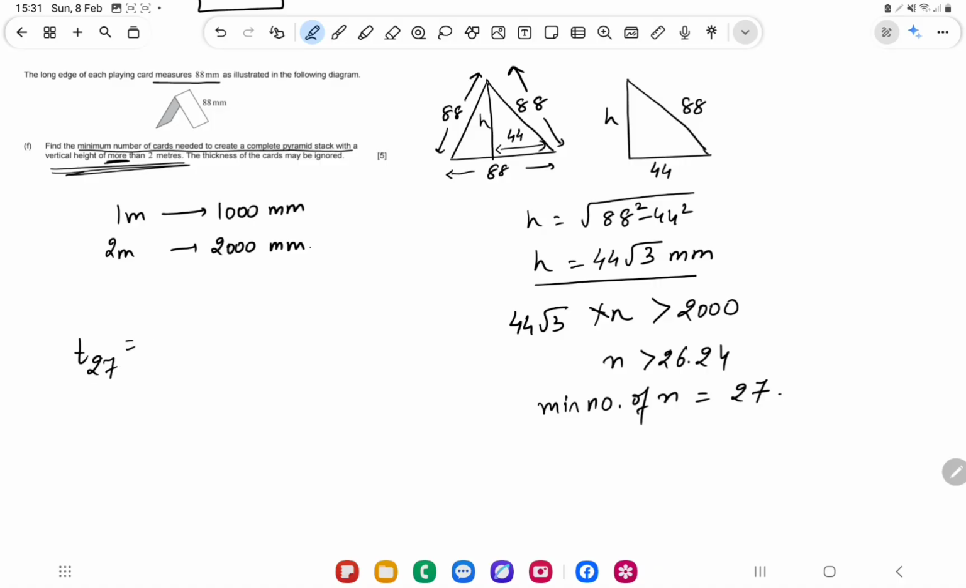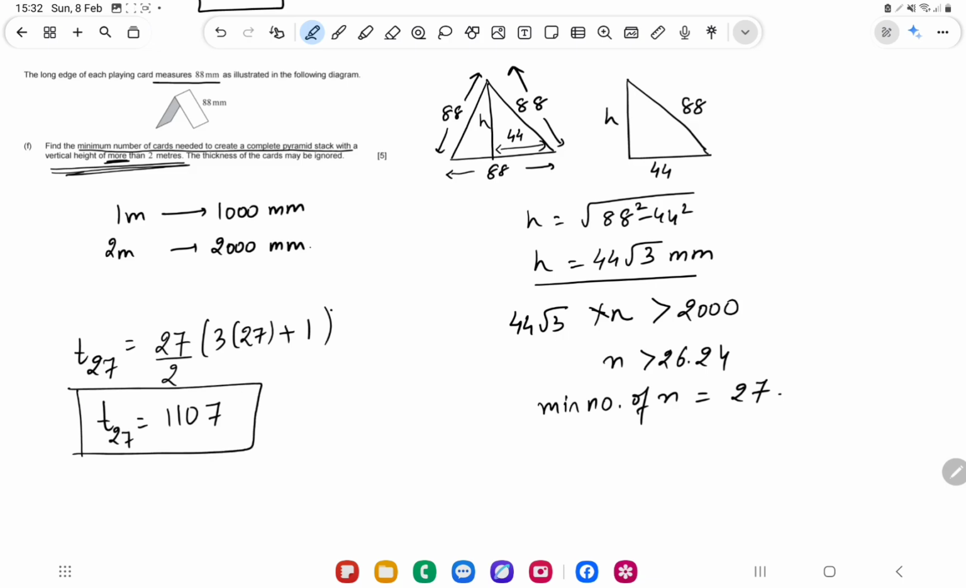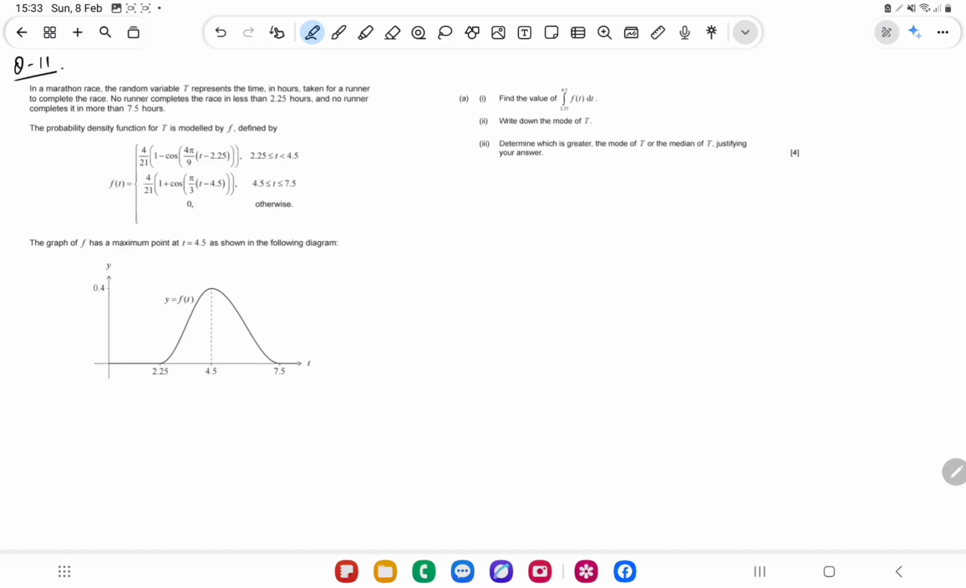Now I can find T27 using my formula which I got in the C part, which is n by 2 times (3n plus 1). So when you solve this, you will get T27 as 1107.